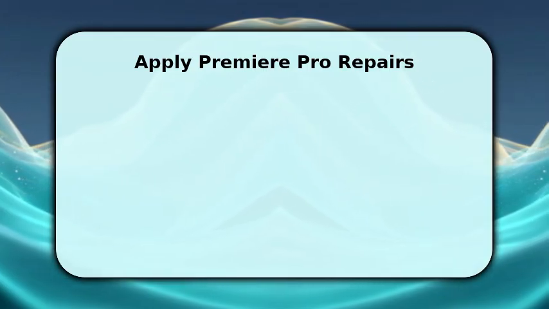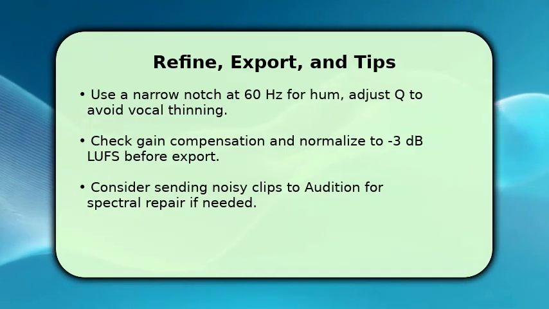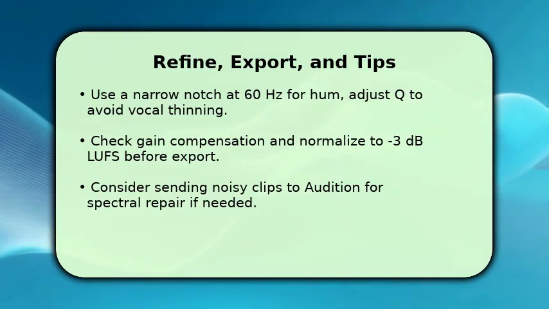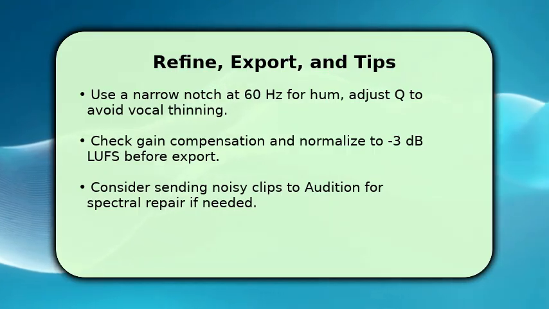Use a narrow notch filter at 60 Hz for hum and carefully adjust Q to avoid vocal thinning. If sibilance appears, add a de-esser and lightly compress with a 3 to 6 dB ratio. Check gain compensation and normalize final dialogue to about -3 dB LUFS for consistent levels.